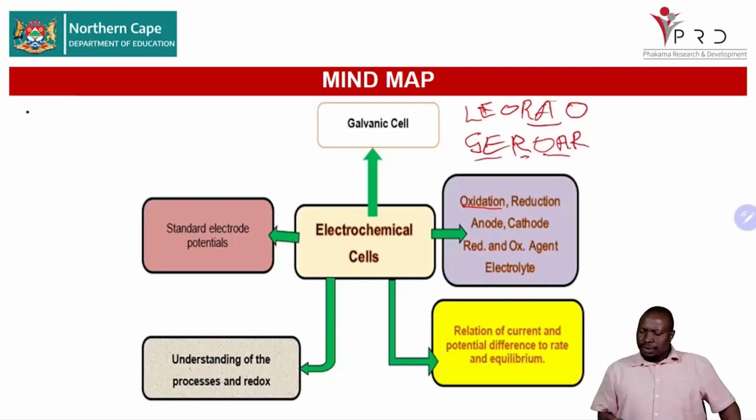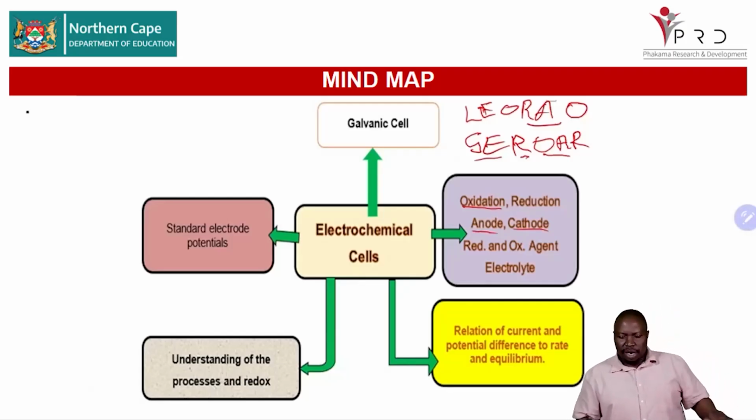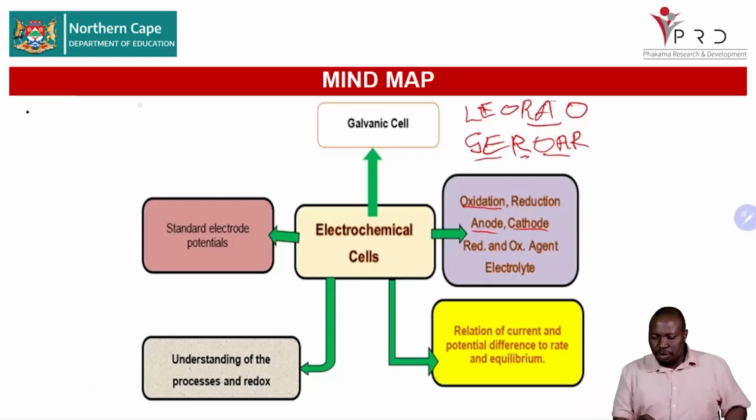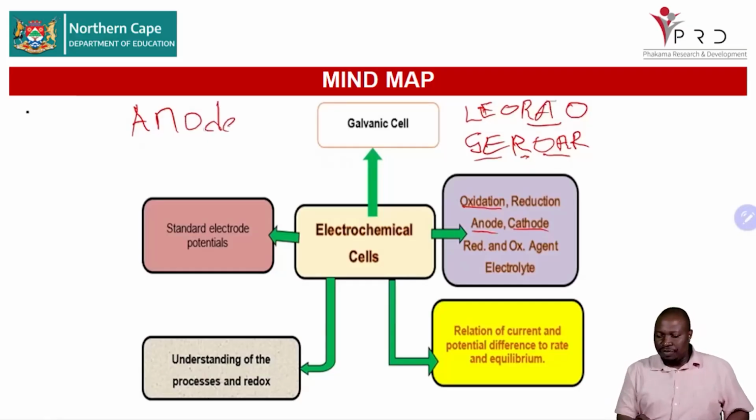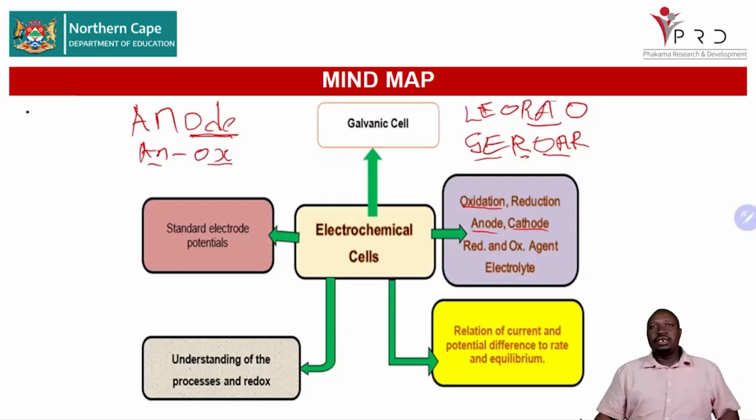And you must know what an anode is and what a cathode is. As we always emphasize, for a galvanic cell, an anode is a negative electrode. The definition of an anode is an electrode where oxidation occurs. Hence we say an ox, so that you don't forget. So an anode is the electrode where oxidation occurs.